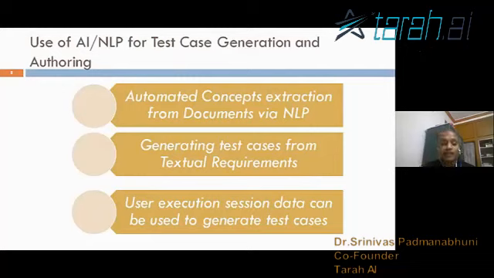Then from the perspective of user execution sessions data and test case execution data, you collect a lot of them, then use machine learning to generate patterns, and you can use that to create test cases.